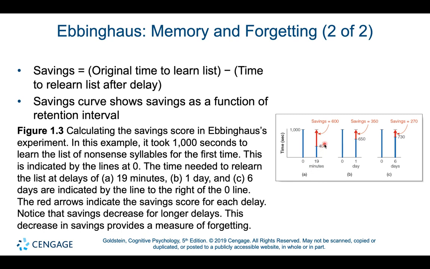So what he's saying here is that this original learning saved him 600 seconds, right? It took him 1,000 seconds to learn the list the first time. 19 minutes later, it only takes him 400 seconds to learn the list. So an interval of 19 minutes has a savings of 600 seconds. Let's look at a different interval over here, B.